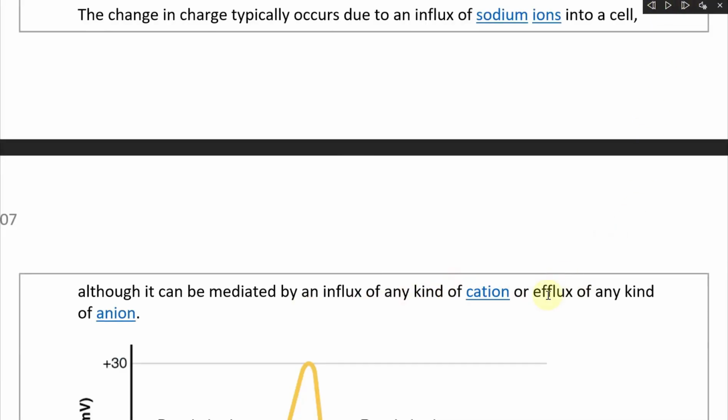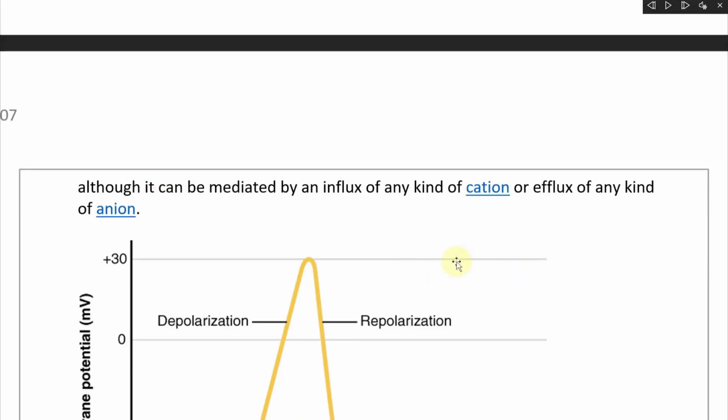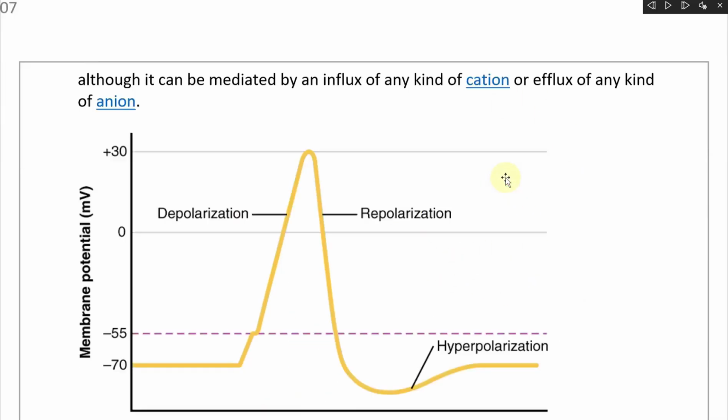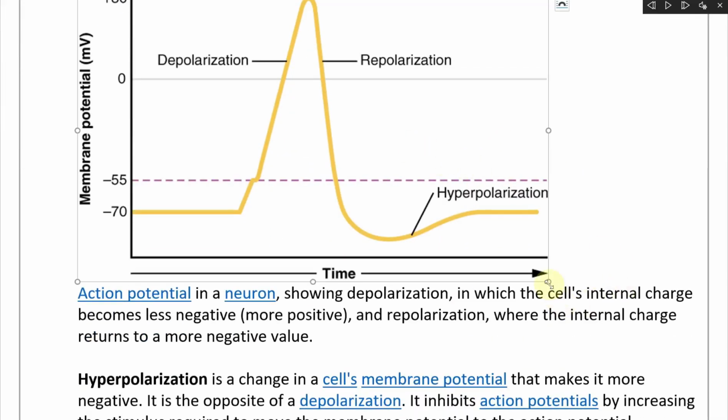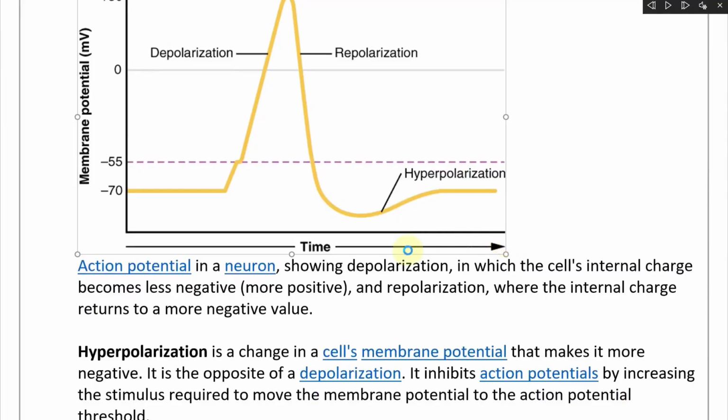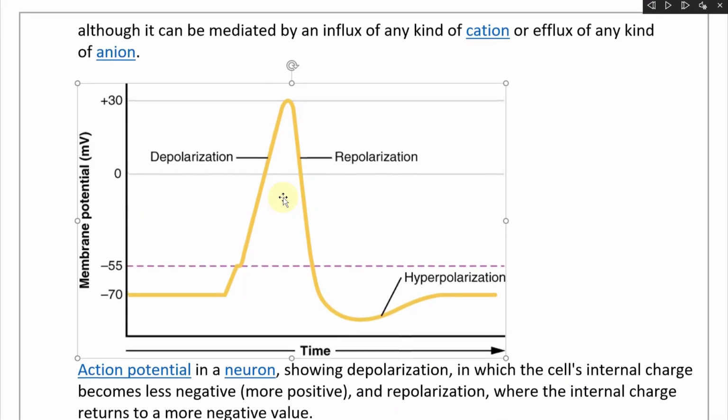Cation influx, or efflux, the escape of any kind of anion. So you could have the negative charge getting out or the positive charge getting in. And let's take a look at this. Action potential in a neuron showing depolarization, in which the cell's internal charge becomes less negative or more positive, and repolarization, where the internal charge returns to a more negative value.